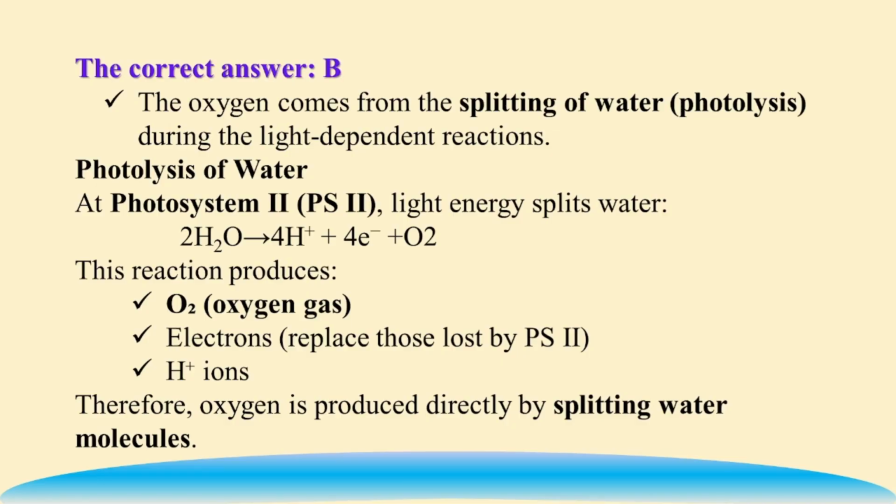The correct answer is B. The oxygen released during photosynthesis comes from water, not carbon dioxide. During the light-dependent reactions, light energy splits water molecules in a process called photolysis. This produces oxygen, electrons, and hydrogen ions.